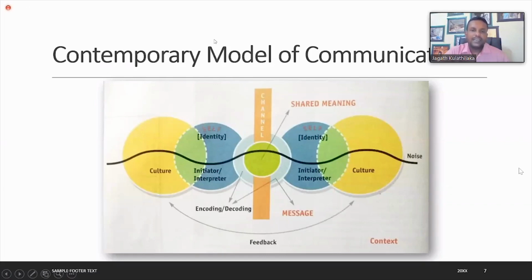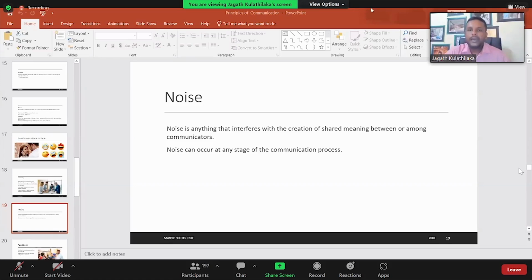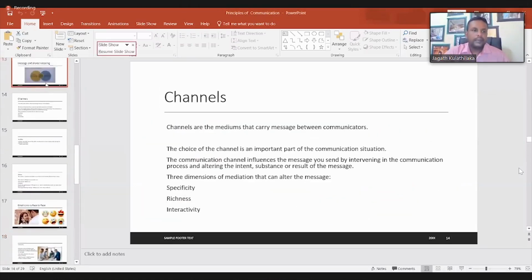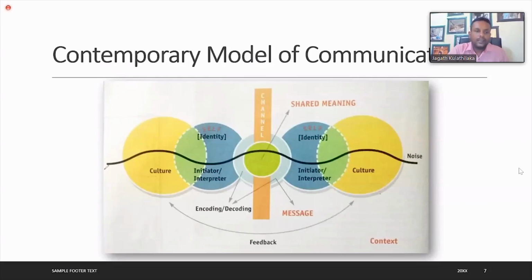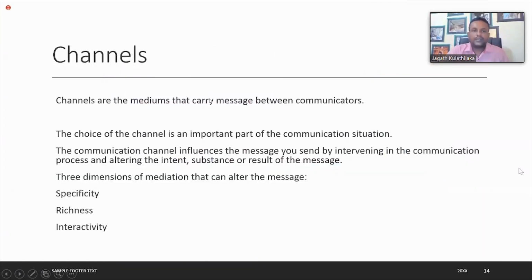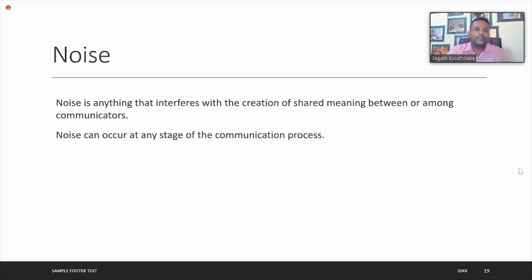So you can see the black color line in the communication model we are using here. You can see there is a black line going on throughout the communication process, right? That is noise. So it interferes, it makes an impact throughout the communication process, right? So that is known as noise. And at any stage of our communication process, noise can interfere.